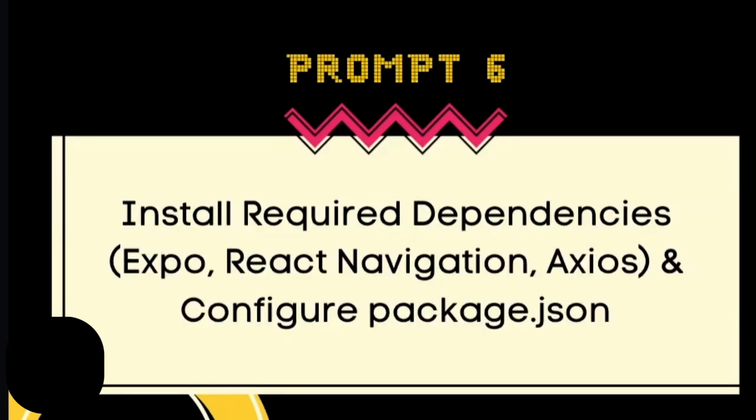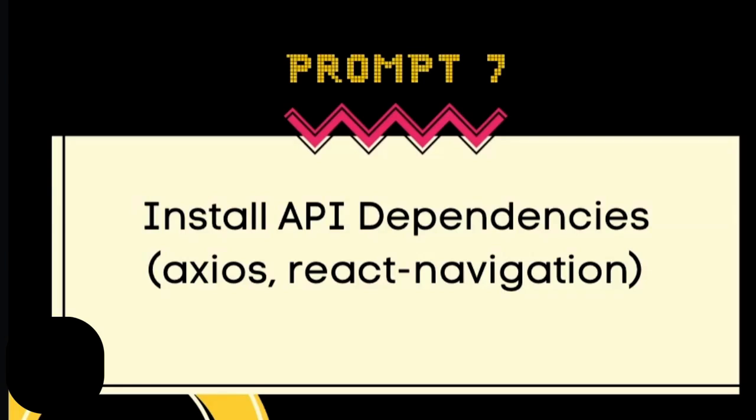Next, we want to have Replit install required dependencies: Expo, React Navigation, Axios, and configure your package.json. So this is like adding power tools before you start building. Without these tools, you would spend hours doing things manually and you would get slowed down eventually. This just gives you the tools that you need so that you can build fast. Next, if you're going to be working with APIs, you want to install API dependencies. These are your core building blocks. And this helps you get your API framework set up in the correct way.